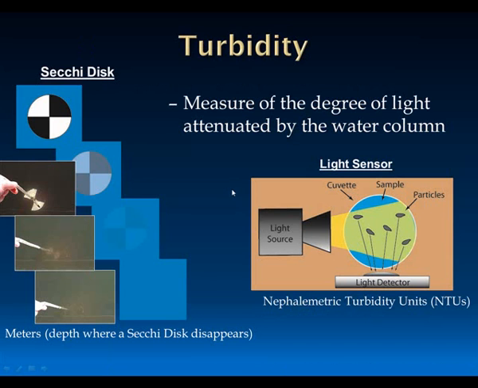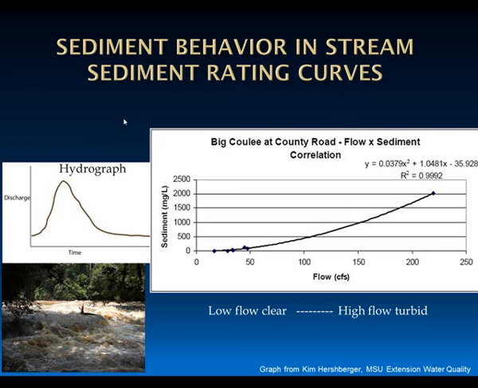Another thing to think about is that this is a surrogate measure, right? We are regressing these two things against each other. We're saying that flow has a relationship to sediment concentration based on what we described here.